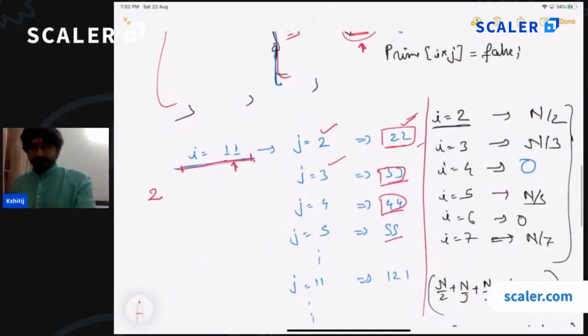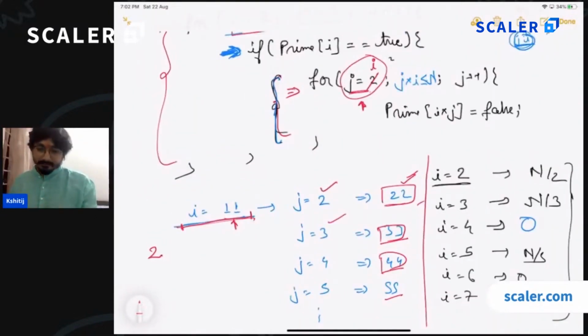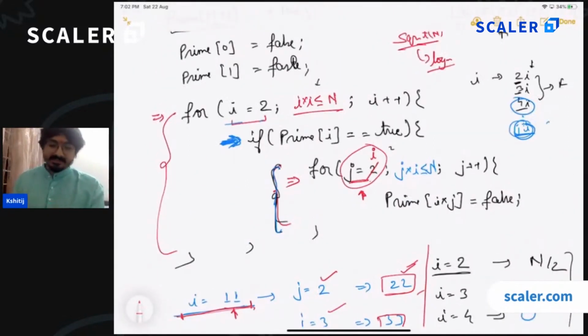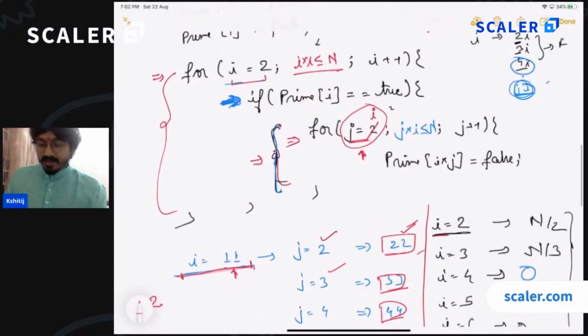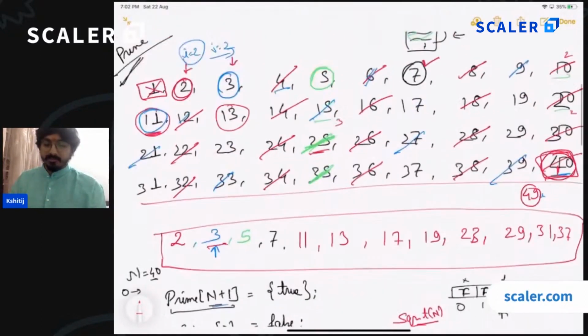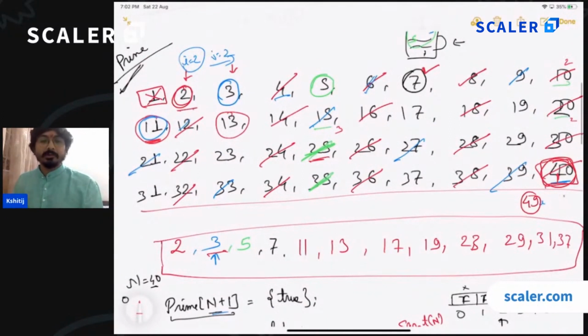I will quickly brief over the time complexity part once again. If we are just checking for every value of i how many times the inner loop is going to run: if i is equal to 2, the inner loop starts from 2. We are assuming the most unoptimized version, removing all the optimizations that we had done. So the inner loop will start from 2 and run for n by 2 times. If you start from 2 and have to go till 40, you will run 20 times. You will cut 20 numbers in this loop.